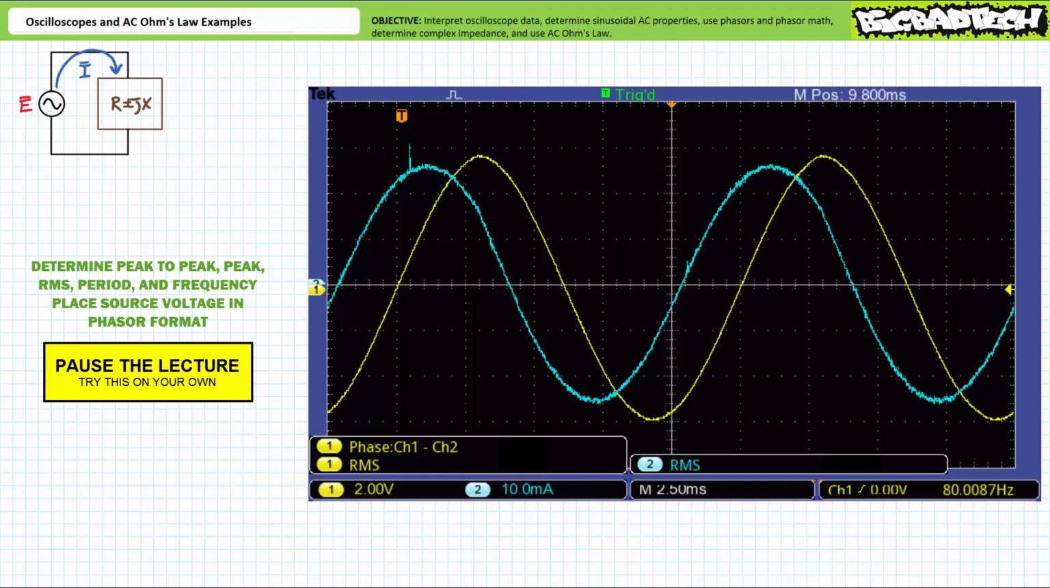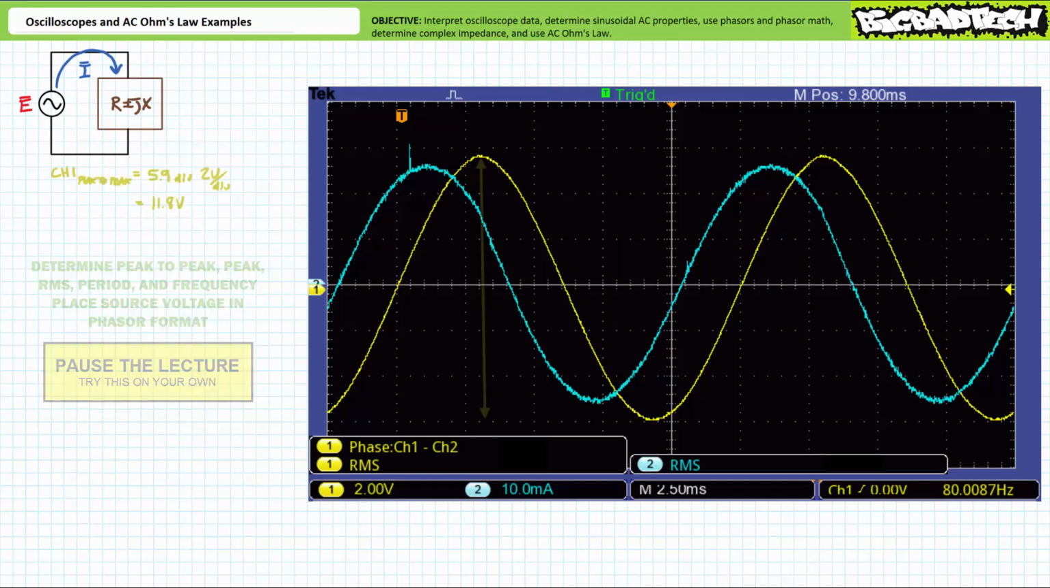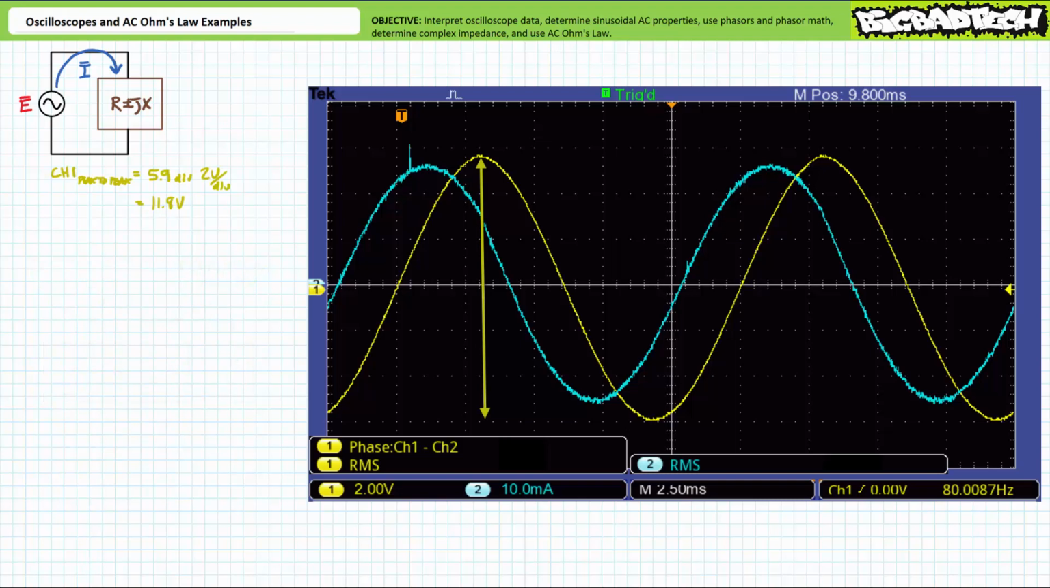If you're tracking, you should have obtained the following results. You'll note source voltage in this example isn't perfectly symmetric because the positive peaks are ever so slightly smaller than the negative peaks. This being said, it's not that bad of a difference. Given a vertical scaling of 2 volts per division, it looks like source voltage has a peak-to-peak value of roughly 11.8 volts. An 11.8 volt peak-to-peak value corresponds to a peak value of approximately 5.9 volts. A 5.9 volt peak value corresponds to an effective or RMS value of approximately 4.2 volts.